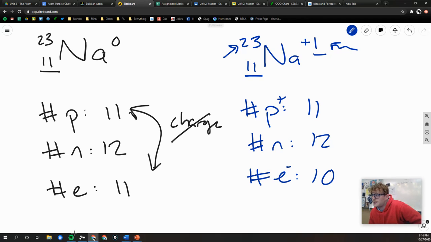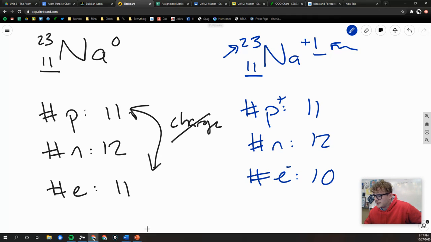I know it seems confusing. You would think, well, why don't I add 1? Well, remember, electrons are negative. I need to have 1 more positive charge than I do negative charge. So 10 of my electrons canceled out 10 of my protons. What am I left over with? Well, 1 proton, and a proton is positive, and that's why I have an overall charge of plus 1.